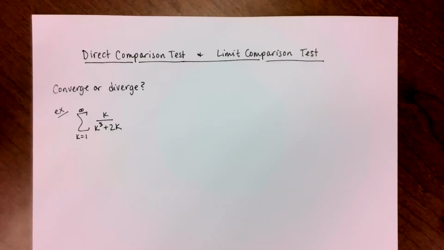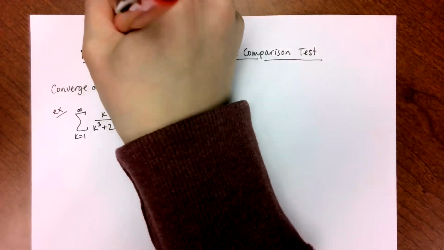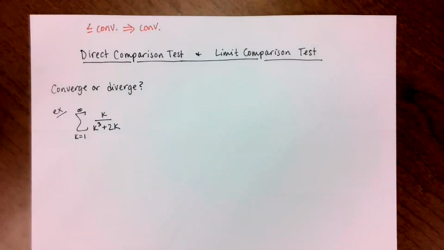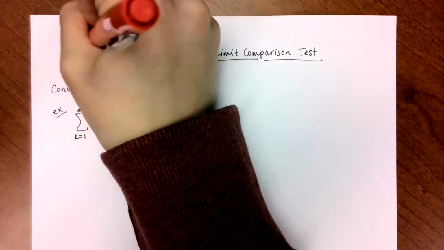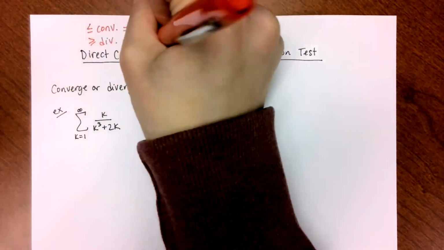Let's talk about the two comparison tests. So in summary here, the direct comparison test, as long as your series has positive decreasing terms, if you can show that you're less than or equal to a known convergent series, then you must be convergent as well. Or if you can show that you're greater than or equal to a known divergent series, then your series must be divergent as well.